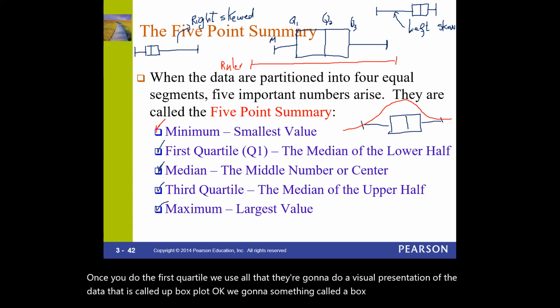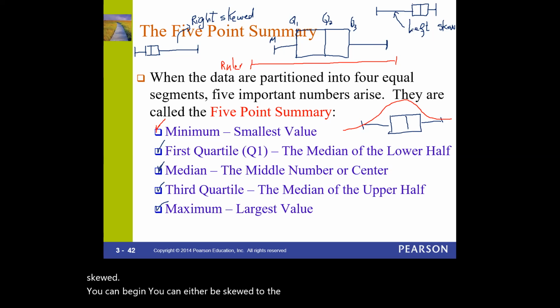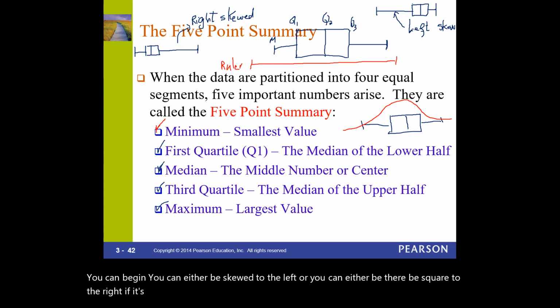If one side of the box plot is longer than the other one, you're going to say this is skewed. It can be skewed to the left, or it can be skewed to the right. If it's symmetric on each side, we're going to say it is bell shaped. This is just a quick introduction. Let's keep going.